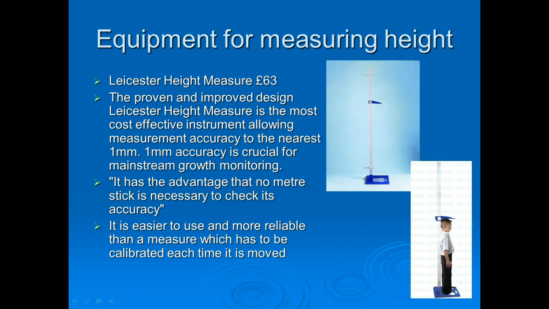So what about equipment for measuring height? This is a Leicester height measure. It's a plastic piece of equipment, used regularly in clinical ward areas, and it's been designed and improved to allow accurate measurement to the nearest 1 millimetre, which is crucial for mainstream growth monitoring. It has the advantage that no calibration is required with a meter stick, and it's easier to use, it's transportable, it folds down into a carry case, and it doesn't have to be calibrated each time that it's used or moved.